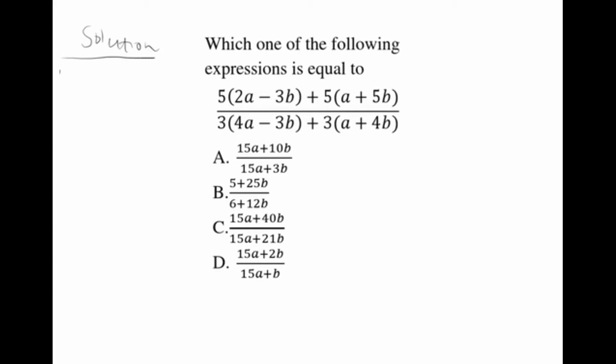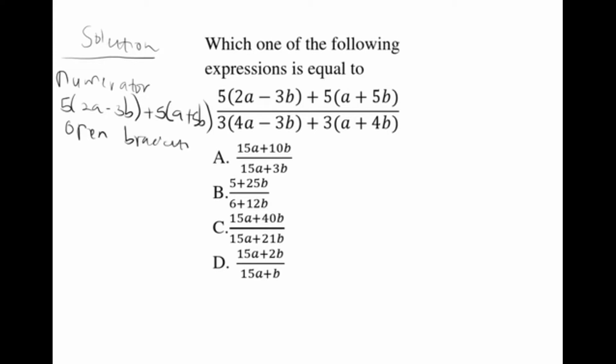We are first going to deal with our numerator. Our numerator in this case, we have 5 into brackets 2a minus 3b into brackets plus 5 into brackets a plus 5b into brackets. We can now open the brackets. 5 times 2a is going to give us 10a minus 5 times 3b to give us 15b plus 5 times a to give us 5a plus 5 times 5b to give us 25b. Our next step is collecting like terms together.